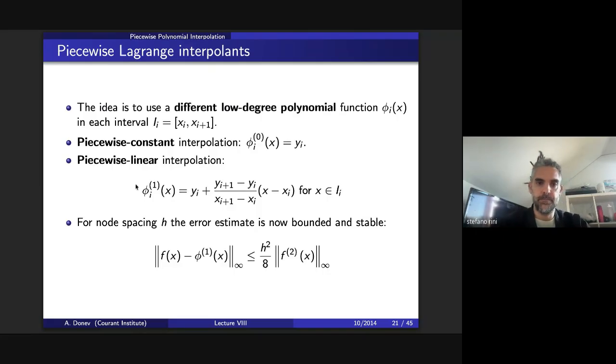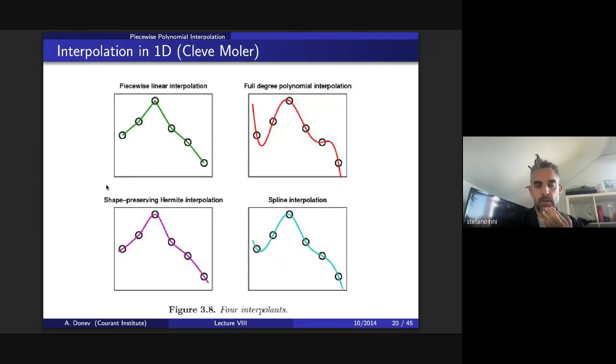So there is a trade-off between complexity and memory, for example. Or you can have a piecewise linear. This is the one that we were describing before. This is the one where you choose a linear function in between the 2 points.